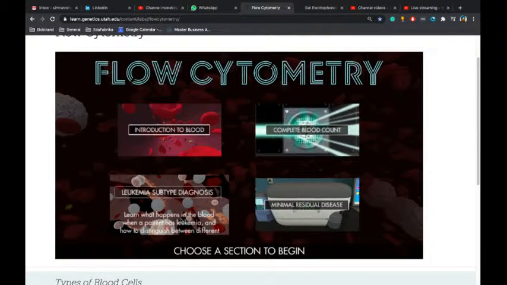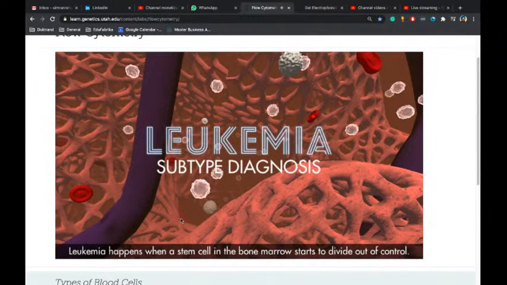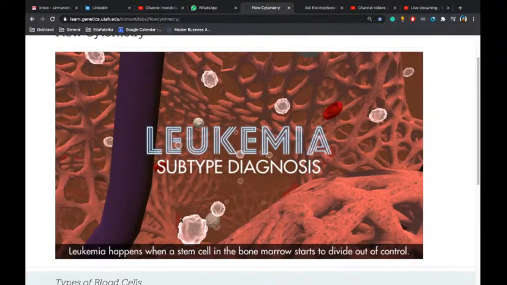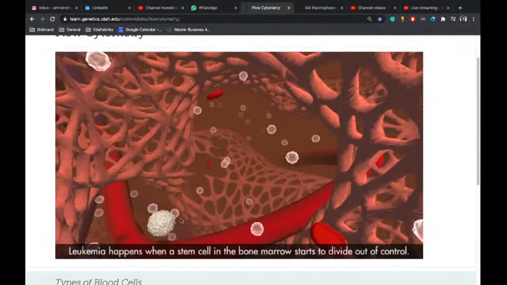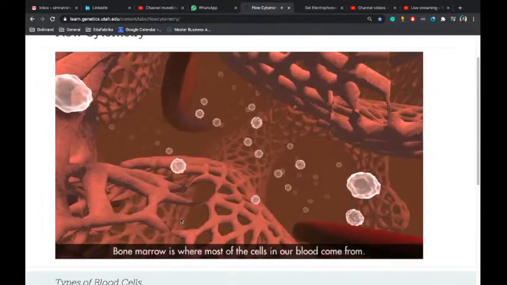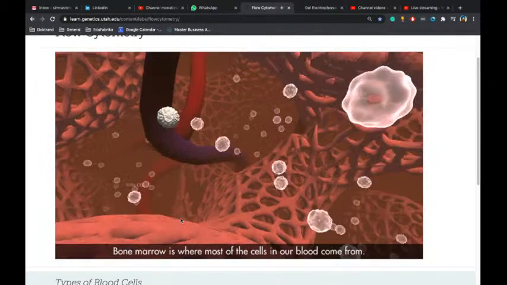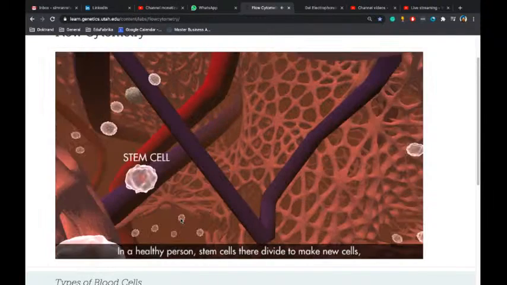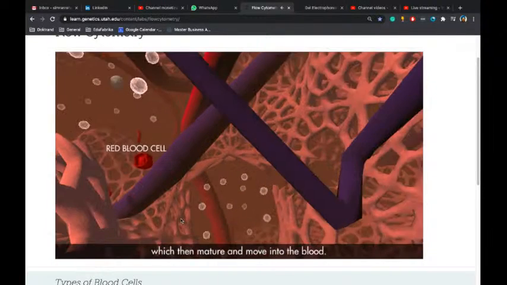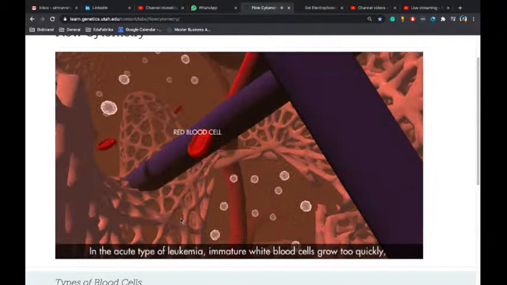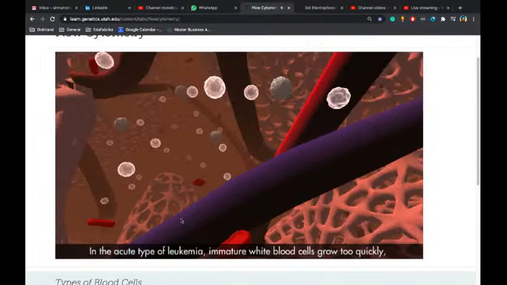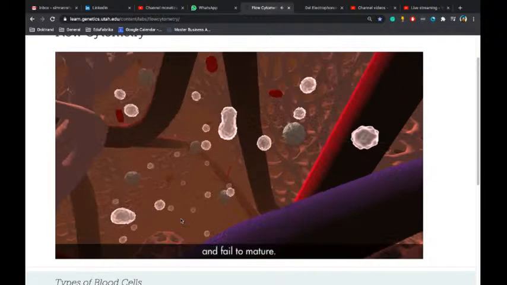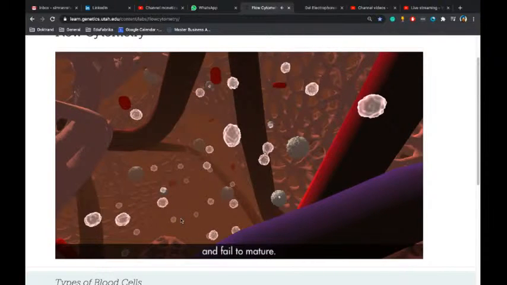Leukemia happens when a stem cell in the bone marrow starts to divide out of control. Bone marrow is where most of the cells in our blood come from. In a healthy person, stem cells there divide to make new cells, which then mature and move into the blood. In the acute type of leukemia, immature white blood cells grow too quickly and fail to mature. They soon crowd out the other cell types.